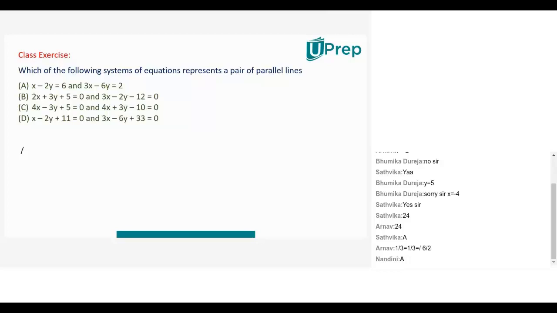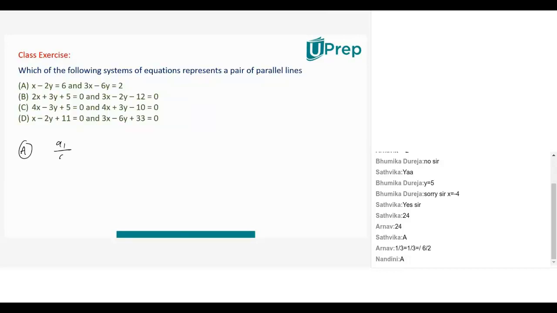Arnav, A1 by A2 equal to B1 by B2, but that is not equal to C1 by C2. Perfect. That is the first option. Clearly, if you understand, let's check option A. What is the condition? A1 by A2 equal to B1 by B2 should not be equal to C1 by C2. Now this is what your condition is.